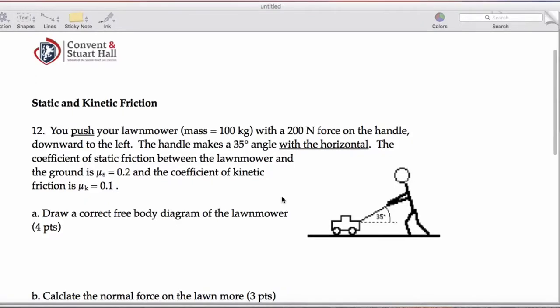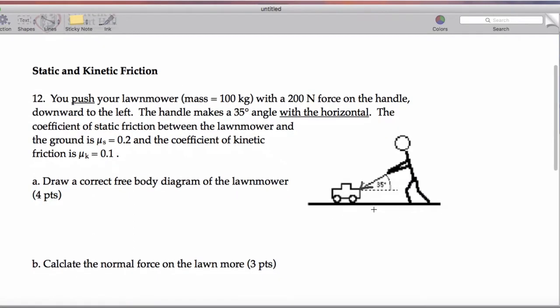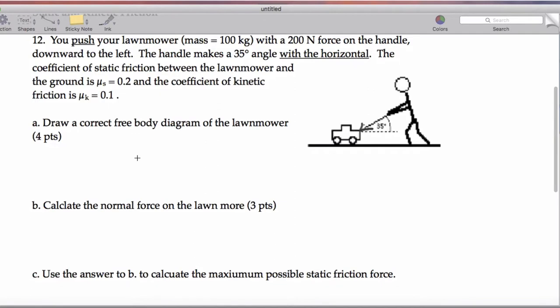Alright, so in this problem, it's very much like the previous problem, but there is a change in physics, and I think people got a little confused by this. This is a person pushing a lawnmower. So let's be clear. That means the pushing force goes downwards like this. And another rule that we have for free body diagrams is that the forces always come out of the object.